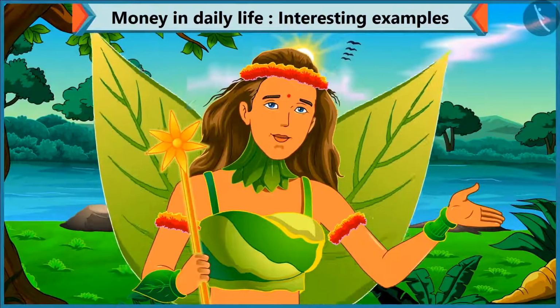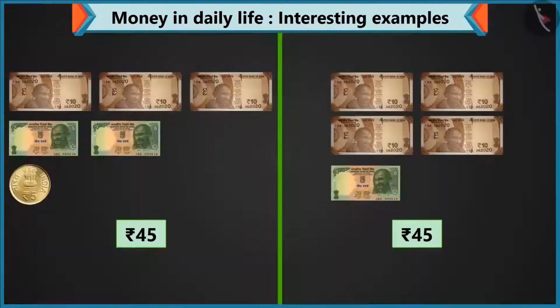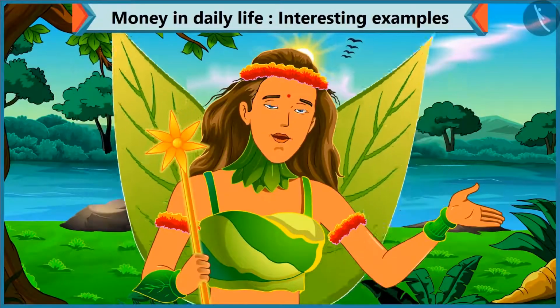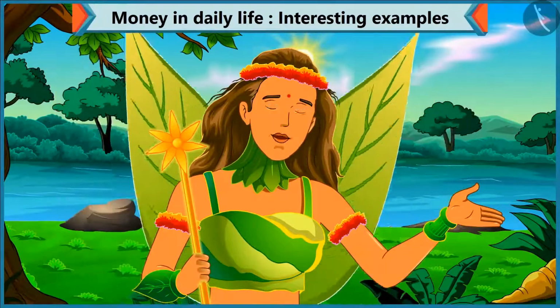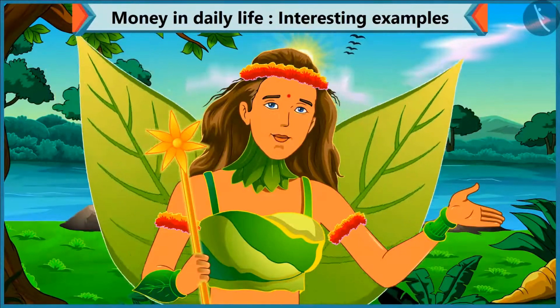So, children, you saw how we made 45 rupees in 2 different ways. You can also think of other ways. So, let's see what Chi is doing next.